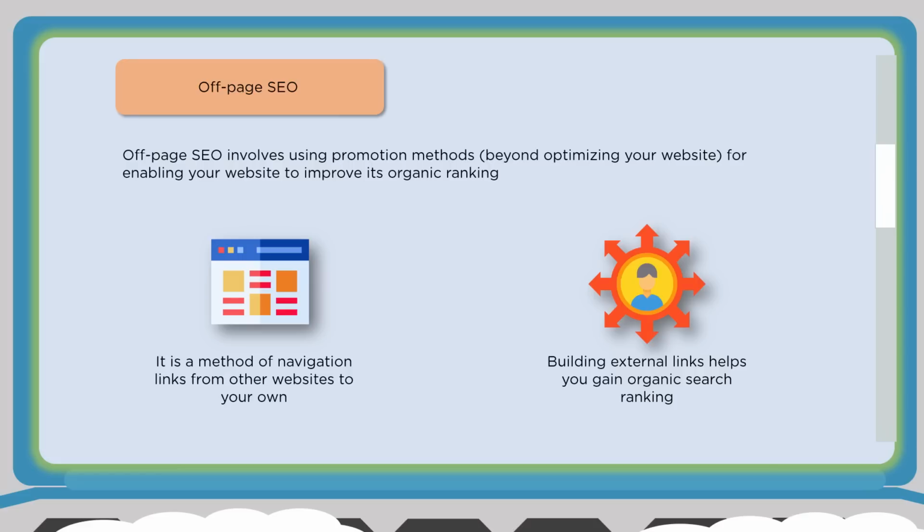Okay, so that's off-page SEO in definition. So really what we want to do is we want to establish a way to get links from other websites to our own, or references on other websites to our website. We want to build those links to help us gain in ranking.